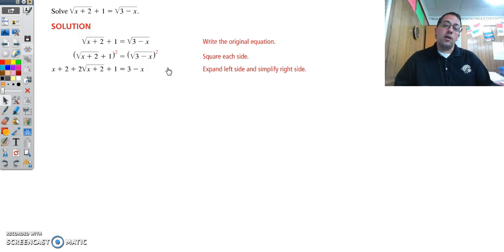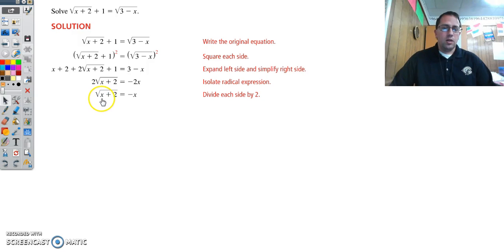But now if you notice, we only have one radical. So could we isolate that one radical? Oh yeah, sure. So we're going to move everything else over. Subtract the x here, subtract the 2, subtract the 1, ends up with this. Divide this 2 out, do not distribute it in. And now we've got this radical isolated, we can square both of these.